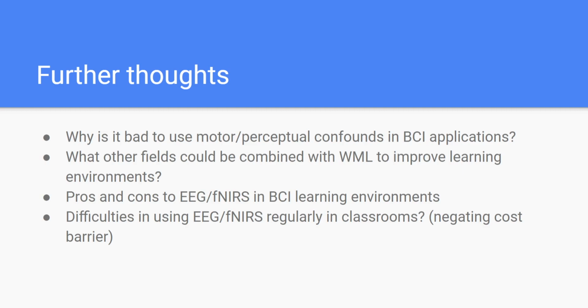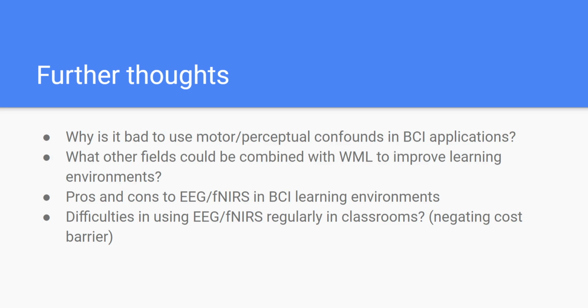My next one is, what other fields could be combined with working memory load to improve learning environments? So like I said, language is one that's already predefined of the regions that it activates. Would we be able to do something like this with math? Would that activate certain regions as you get more proficient? You can see like a hemispherical shift.